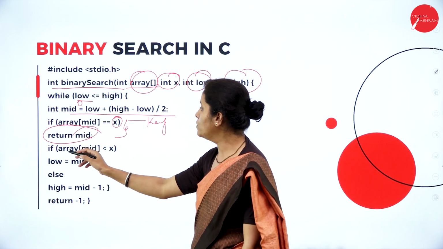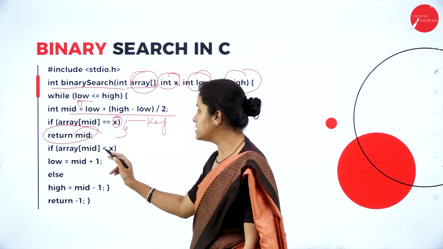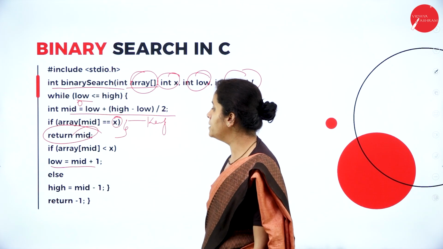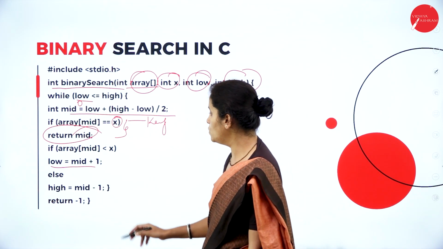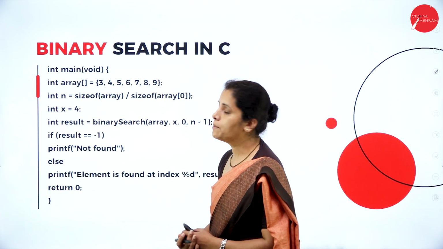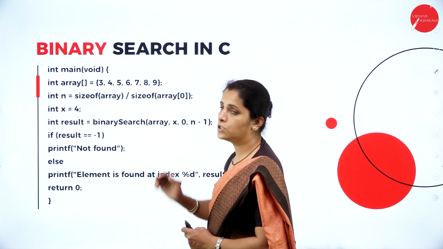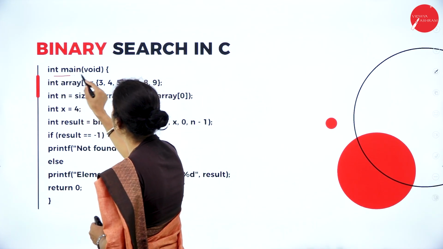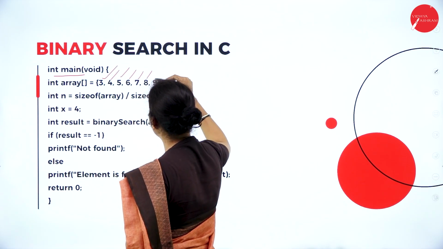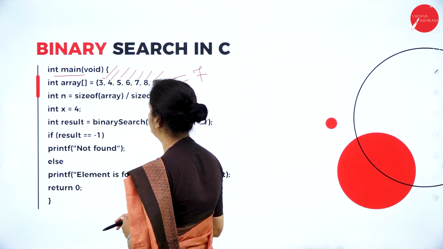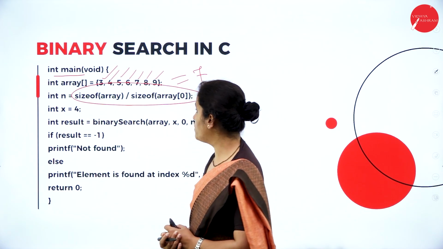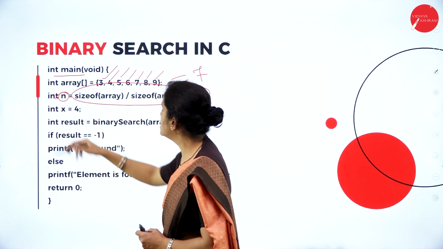Else, suppose array of mid is less than key, then I want to point low equal to mid plus 1. Else high equal to mid minus 1. This is the way I'm going to write the binary search program. Now I'm going to have the main function and I'm passing the values 3, 4, 5, 6, 7, 8 and 9. How many? 7 elements. To get the size of n, I'm going to call the sizeof operator. So what is the size of the array?